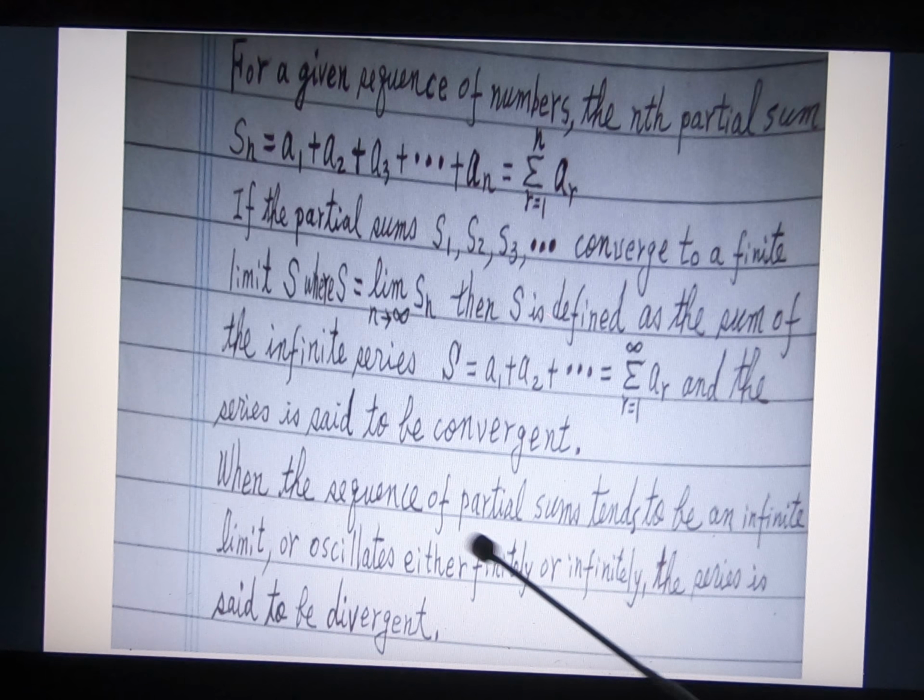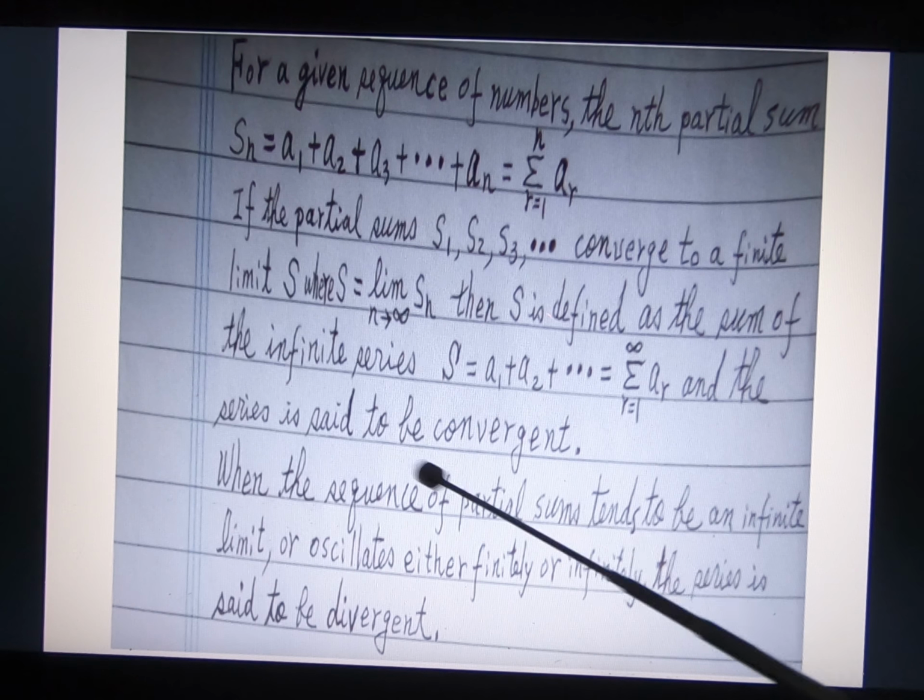An infinity series is said to converge if the partial sum goes to a limit. If it's going to infinity, it's called diverge, or if it oscillates, either finite or infinity, it's called diverge. And if it converges, it goes to a limited sum.